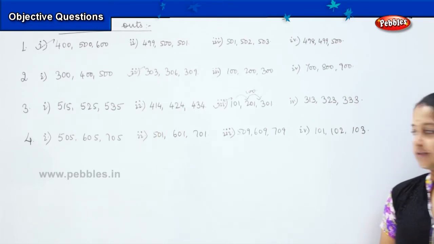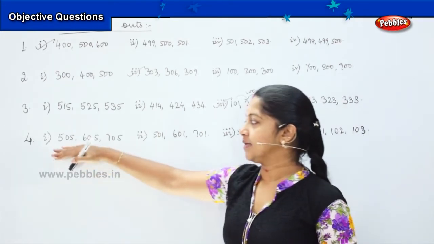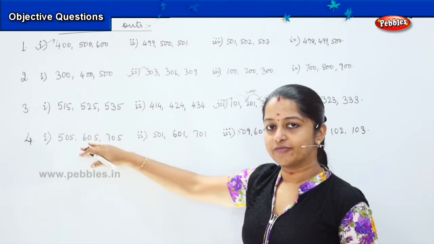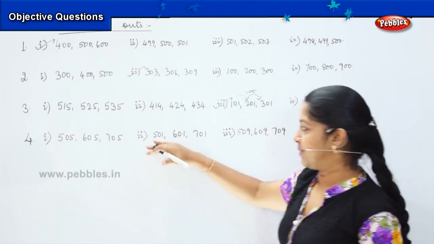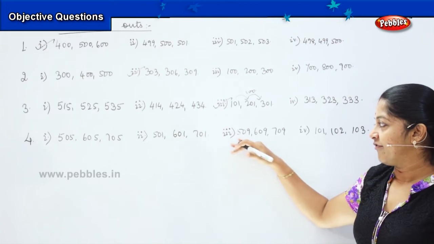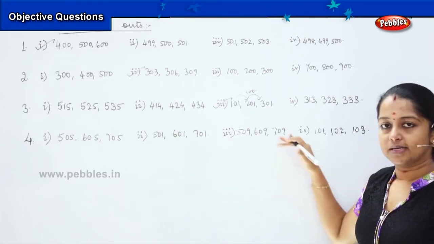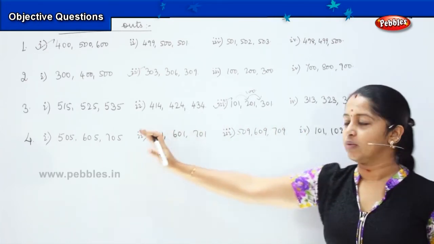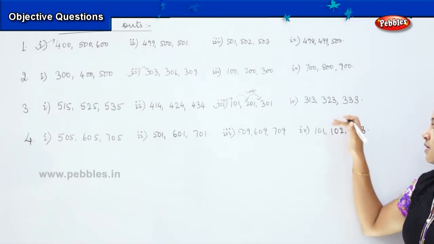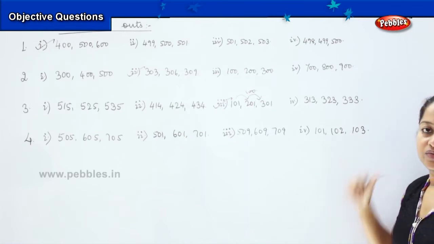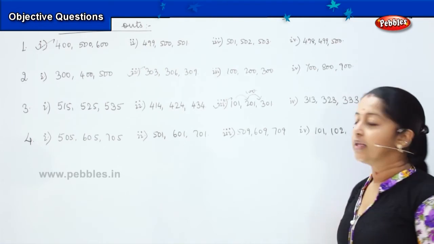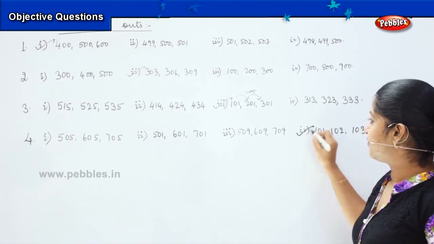You got it correct, because here we are doing the skip counting of 100 again, right? 505 to 605 to 705. Similarly, 501 to 601 to 701. 509 to 609, then 709. All are following the skip counting of 100. Whereas the fourth option is counting consecutively. They are the consecutive numbers 101, 102 and 103. So the right option will be option 4.